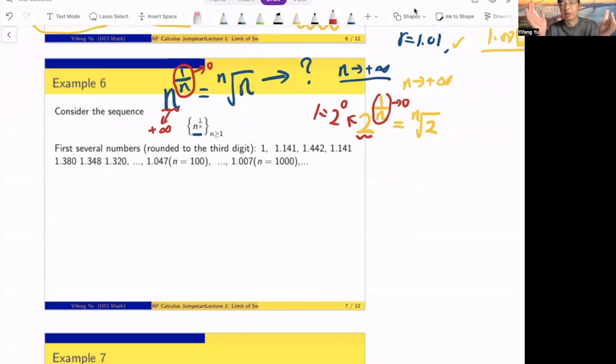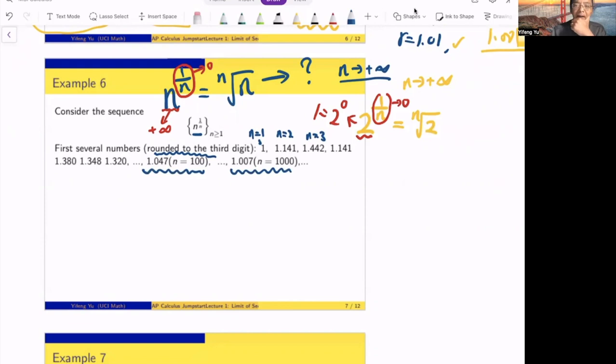So as usual, we say, okay, why not? We try a bunch of numbers. So when we try different numbers, this is when n equals 1, which is 1. This is n equals 2, which is 1.111. Of course, this is not the exact value. We take the number up to the third decimal digit. And this is n equals 3. And then this one is n equals 100. And then this is n equals 1000.